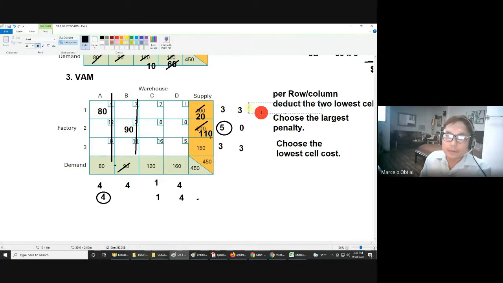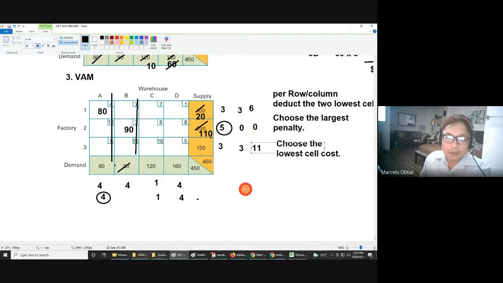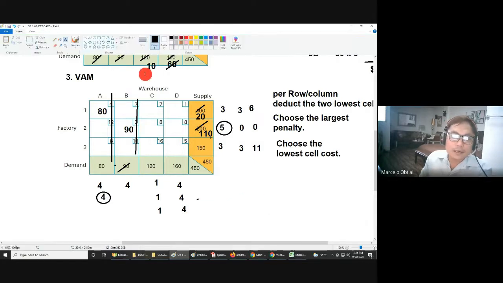7 minus 1 will give you 6. 8 minus 8 will give you 0. Then, 16 minus 5 will give you 11. So, vertically, or column, lahat ng changes, 1 and 4 pa rin. Okay? So, pick the largest penalty. In this case, 11. Okay?